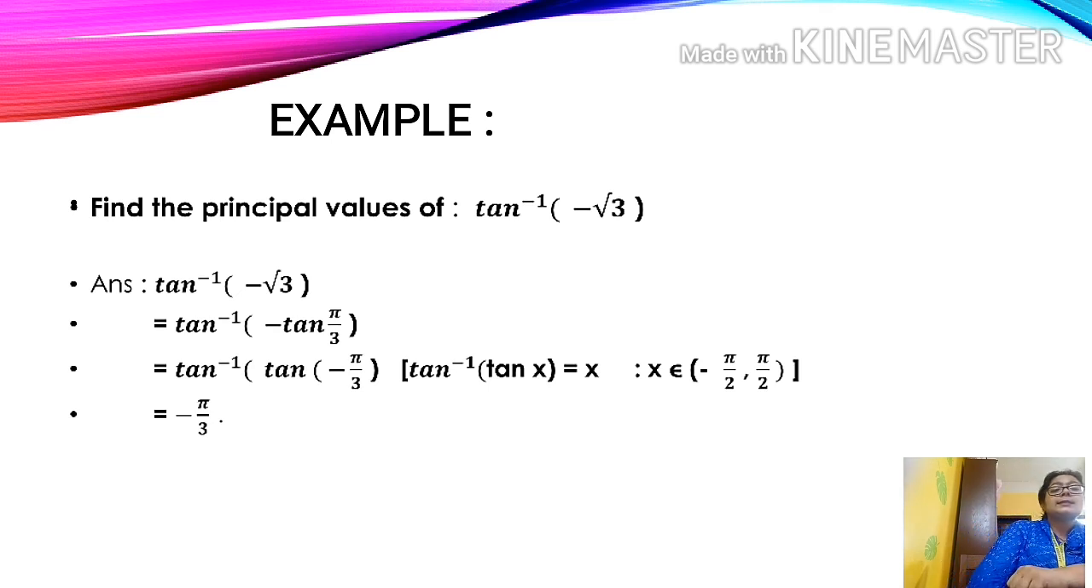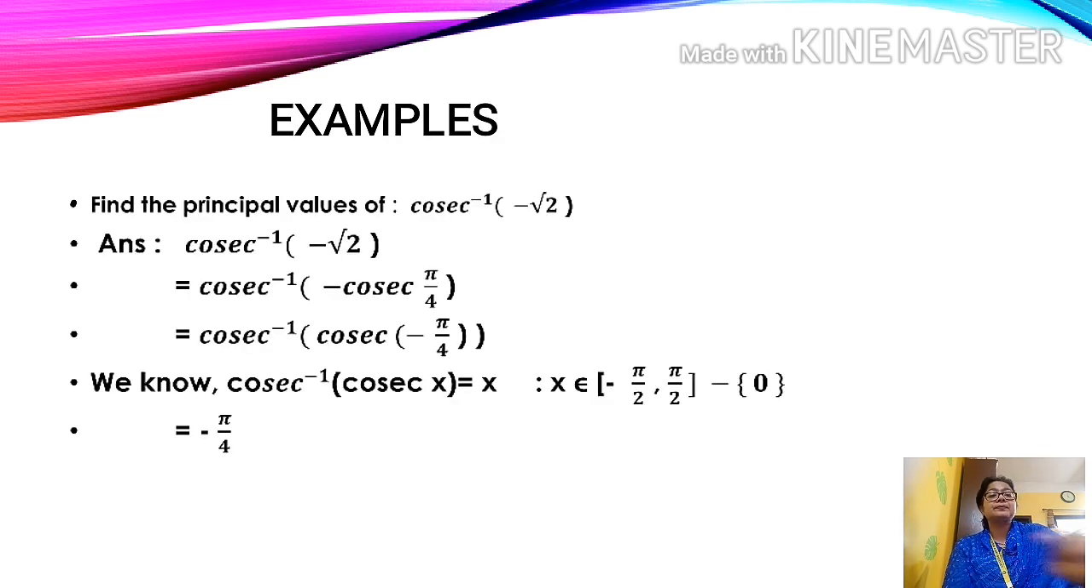Next is another sum, almost the same type of sum. Tan inverse of minus root 3. You have to find out the principal value. So the value of root 3 is tan pi by 3. In the same way, minus tan x we can write as tan of minus x. Also minus pi by 3 belongs to the interval minus pi by 2 to plus pi by 2. So this is equal to minus pi by 3 we can write.